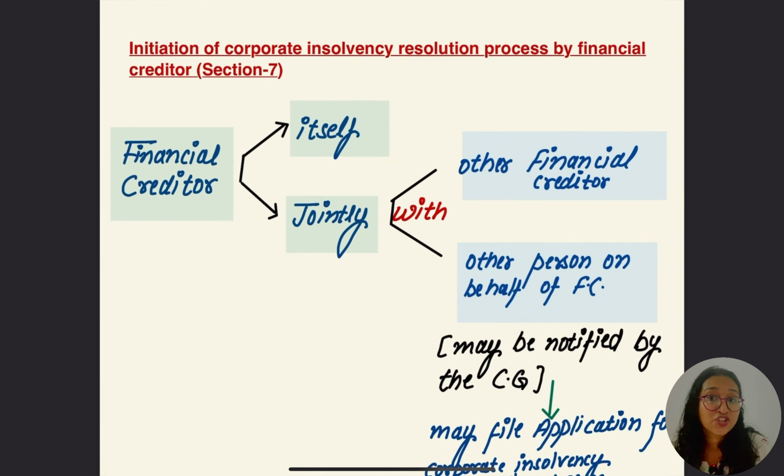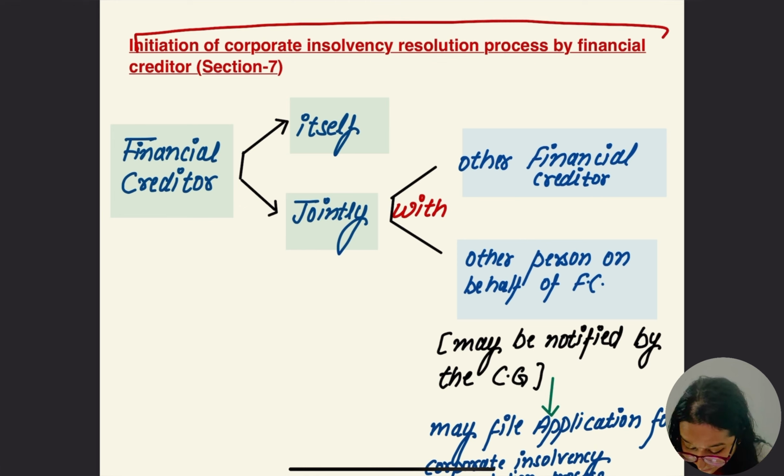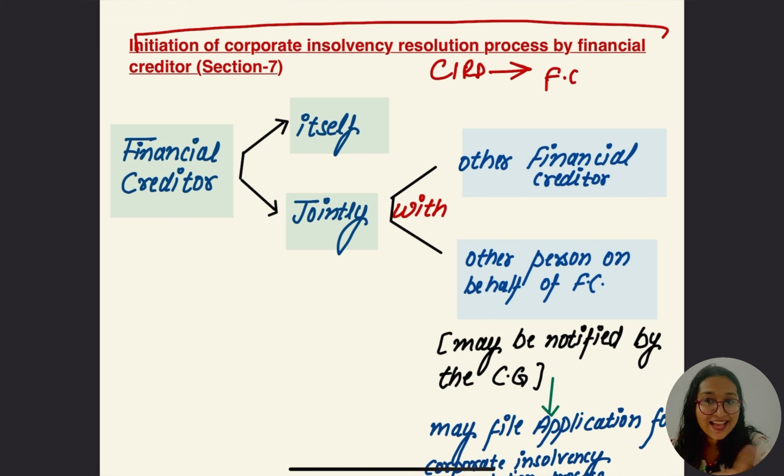Now let's go to Section 7, which says the initiation of the corporate insolvency resolution process, CIRP, by whom? By the financial creditor. The first person who can initiate this CIRP is the FC. So let's check what is written in Section 7. First of all, the FC can either apply by itself for the application, or jointly. When it applies by itself, it need not go with any other person. The FC is the financial creditor, but he is applying for the application himself.